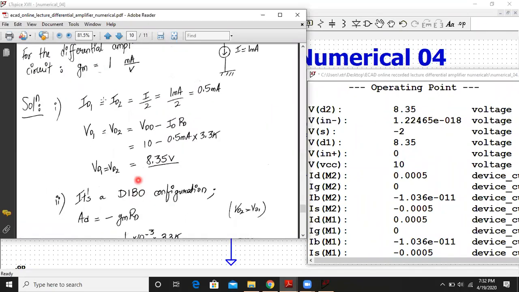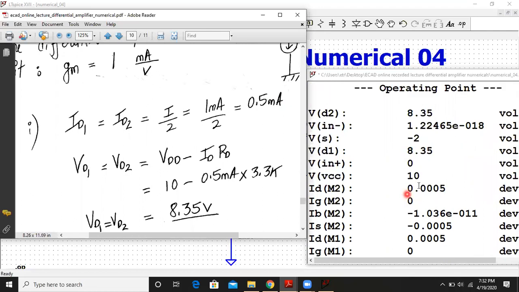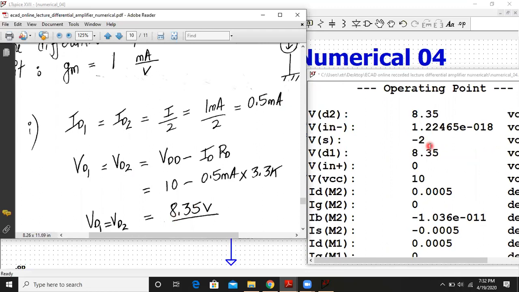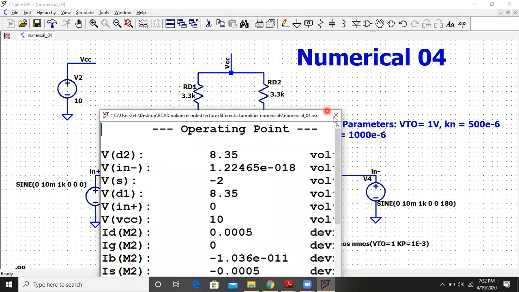So over here, ID1 and ID2 value is 0.5 milliampere theoretically. Practically also it's coming out to be 0.5 milliamperes only. Here it is the drain current for M2 and drain current for M1, that is ID1 and ID2, coming out to be 0.5 milliamperes. And the DC values of VD1 and VD2 are coming out to be 8.35, and here also VD1 and VD2 is 8.35 only. So hence the DC conditions are validated.